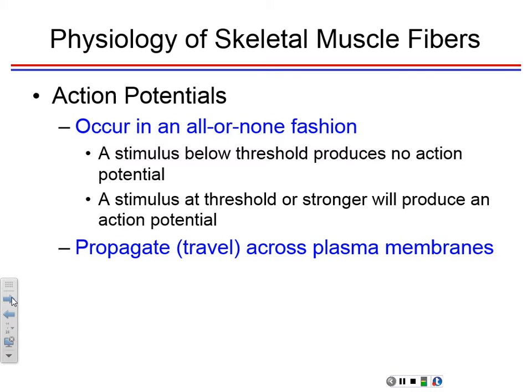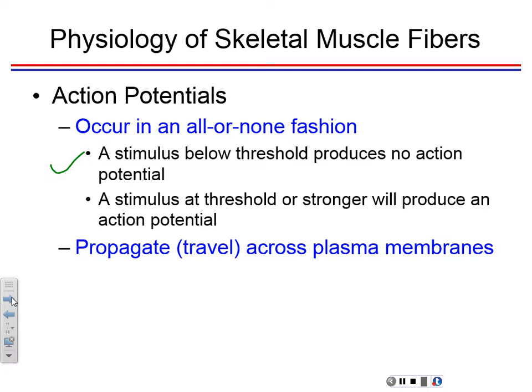Like I always say every year, it's like being pregnant, right? Either you're pregnant or you're not. You can't be just a little bit pregnant. So it's either or. That's the same thing with this. Either it happens or it doesn't. If it doesn't reach minus 55, nothing happens. It has to reach minus 55 or go above minus 55, then it happens. So it's all or none. So the stimulus will produce an action potential only if it reaches or goes above minus 55.